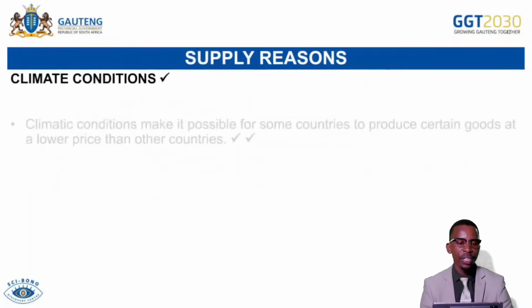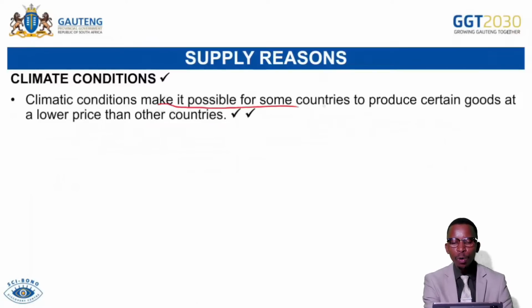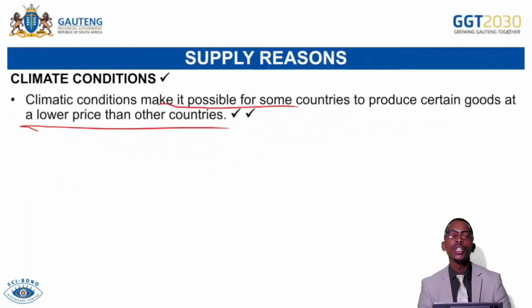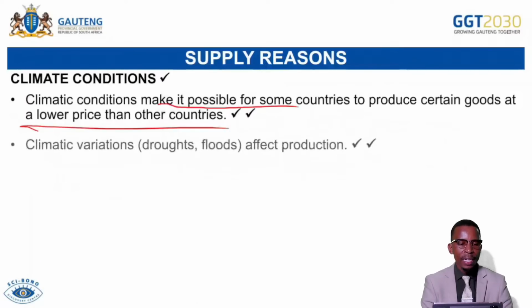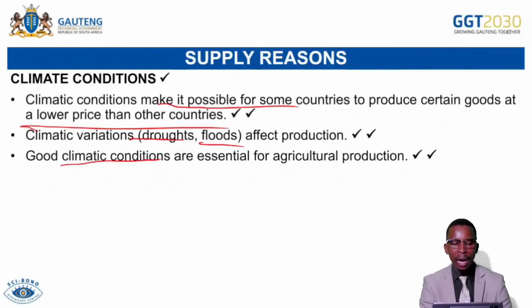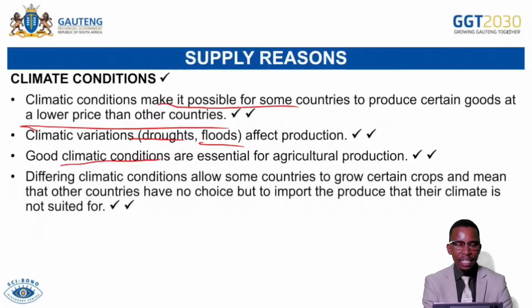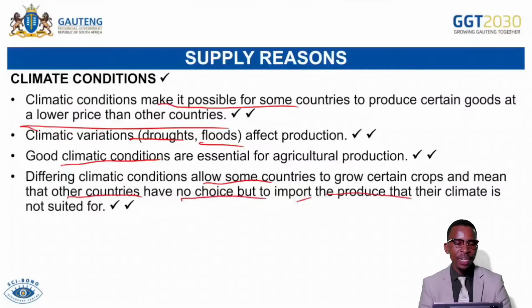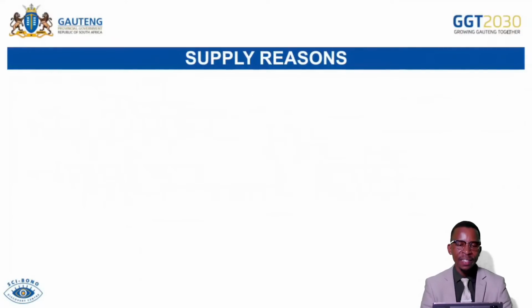We continue. Climate condition. Climate conditions make it possible for some countries to produce certain goods at a lower cost than other countries, which will lead to specialization as well as absolute advantage. Climate differs from country to country. We have the issue of drought and floods, which will affect production in agriculture and farming. Good climate conditions are essential for agricultural production, and differing climate conditions allow some countries to grow certain crops and mean that other countries have no choice but to import the produce that their climate is unable to produce, so they must be supplied by other countries.